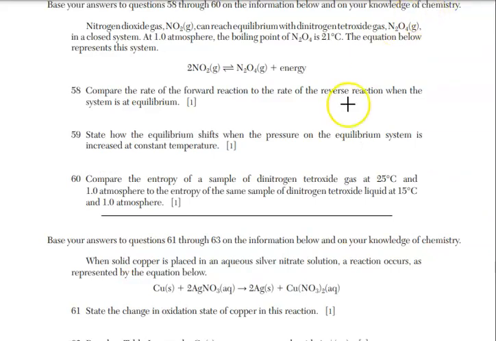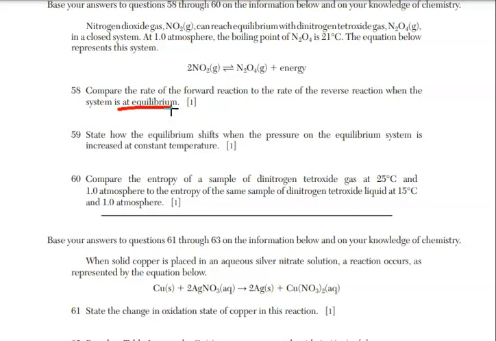Now we're up to 58 through 60. We have a system at equilibrium. We're told it's at equilibrium, meaning you have a reaction going in the forward and reverse direction. 58, compare the rate of the forward reaction to the rate of the reverse when the system is at equilibrium. At equilibrium, the rates are equal. It's a fact, know it.